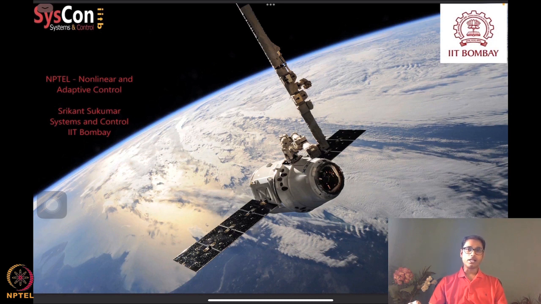And starting this week, we have a new motivating image, which is that of a spacecraft from SpaceX specifically, that is hovering around the Earth. And the algorithms that we seek to design are also driving systems such as these, so that they can reorient and move autonomously in space.